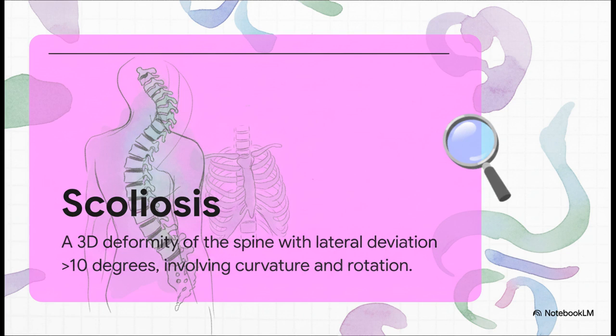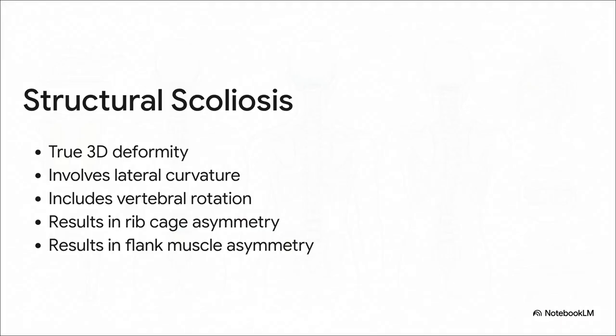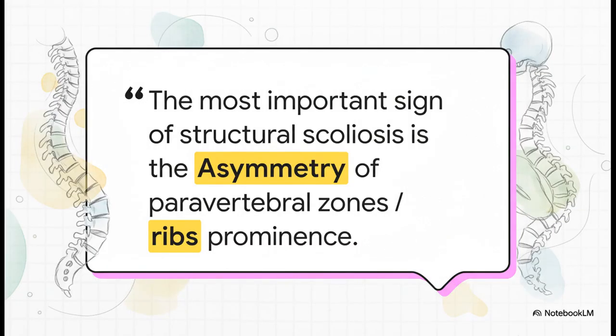But, and this is the key part, it has to involve both that sideways curve and a rotation of the vertebrae themselves. And that rotation, that's everything. Clinically, that's what you're really looking for, because it's the rotation that causes all those telltale signs, like the asymmetrical rib cage and the uneven flank muscles that you see on your physical exam. No rotation, no true structural scoliosis. It's that simple.